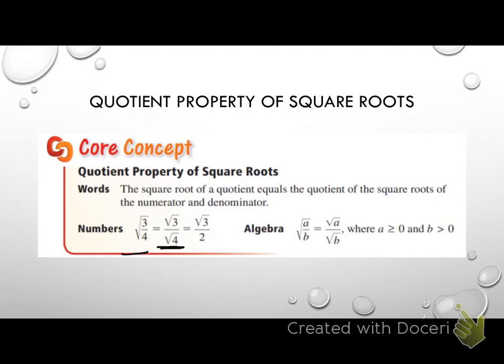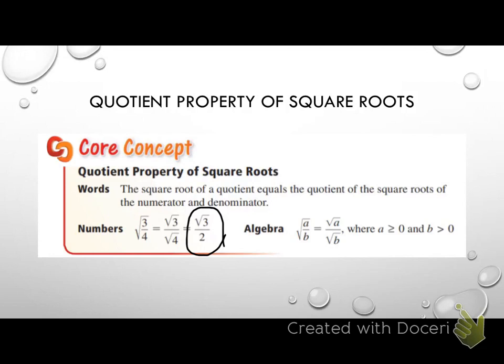And then I can simplify both of my radicals. Square root of 3 cannot be simplified any further. Square root of 4 just becomes 2. So my simplified radical is the square root of 3 over 2.